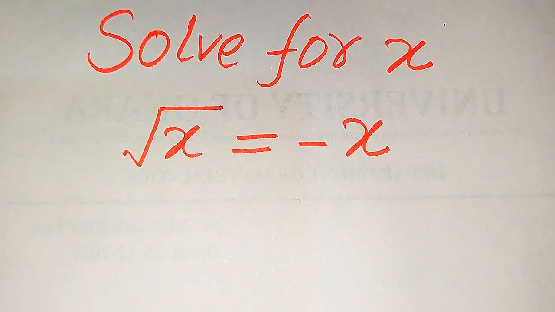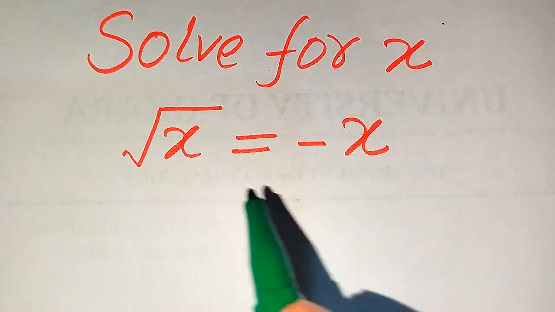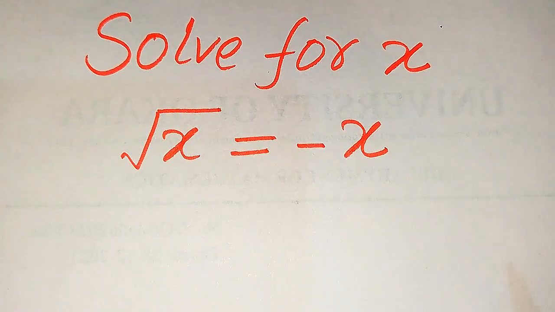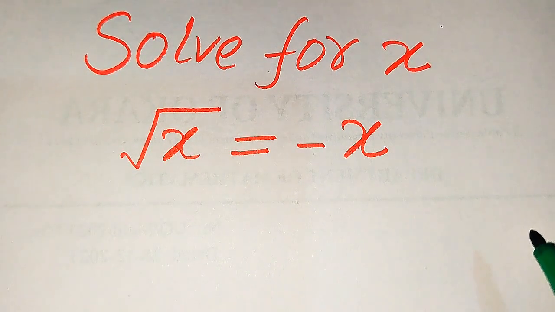Hello everyone, how do we solve this problem: for the values of x, if we have the square root of x equals minus x, solve this problem for all the values of x. Here, first we find all the roots of this equation, and at the end we will verify which of the roots are solutions and which of the roots are extraneous roots.